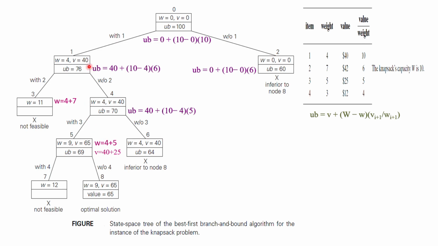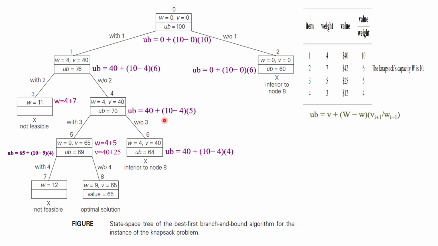Value also adds. Earlier the first item value is 40. Now you are including the next item, that is the third item. What is the value of the third item? It is 25. 40 plus 25, it is 65. V value is 65 here. Next I have to calculate the upper bound. V value is 65 plus capacity of the knapsack 10 minus W, which is 9, and ratio of the fourth item, that is 4 here. If you substitute, you will get the upper bound as 69 here.